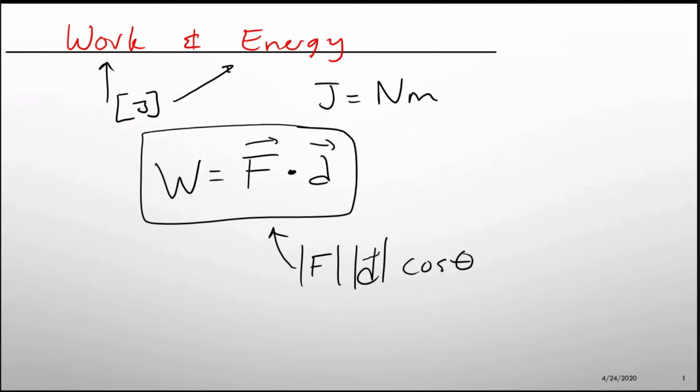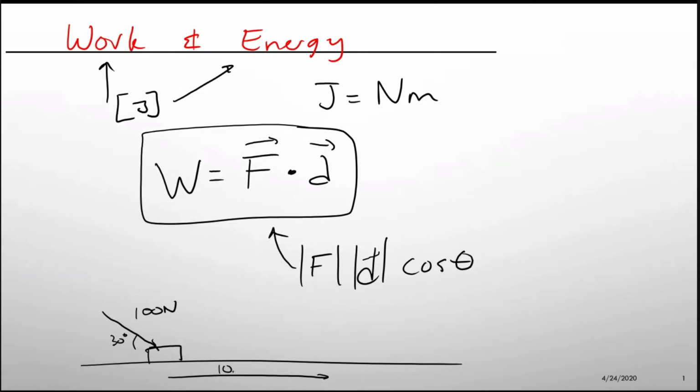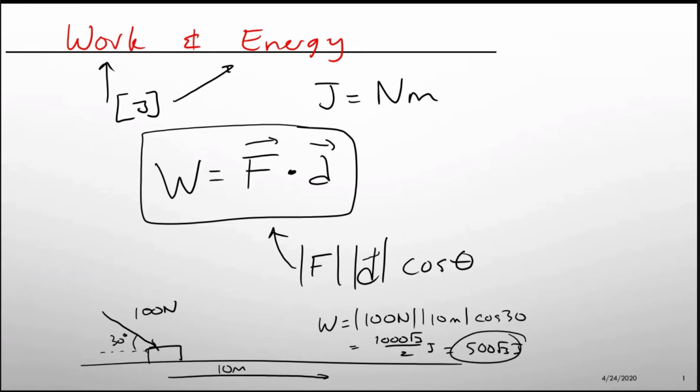So we did a problem where you have a lawnmower and someone is pushing on that lawnmower at, let's say, a 30-degree angle, and their force is 100 newtons, and it travels this way for 10 meters. The work done would be the force, which is 100 newtons, the magnitude, so we take no direction, distance was 10 meters, and then cosine of theta, the angle in between them, cosine of 30. So that would be 100 times 10 times cosine of 30, which is 1,000 square root of 3 over 2 joules. So that would be 500 square root of 3 joules. All right, so that is work.